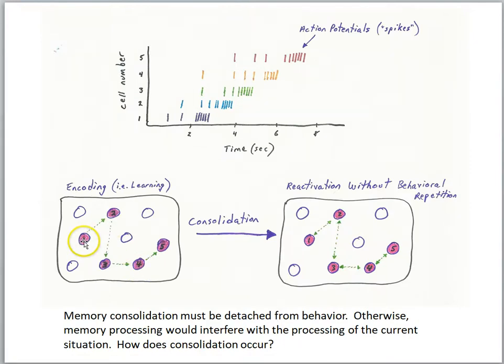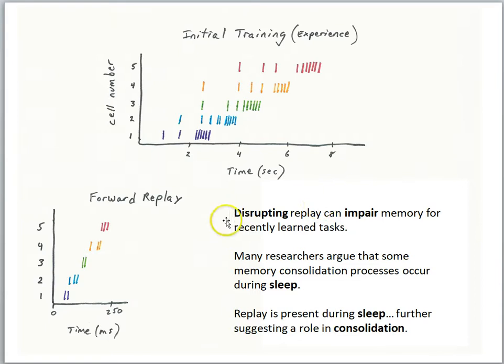So back to this diagram, if the initial encoding of the experience involved this sequential activity of 1, 2, 3, 4, and 5, the replay is reactivating those cells in a compressed time frame, and that may be helping to strengthen the connections between the neurons involved in making a memory. Now, one way to test whether replay is involved in memory consolidation is to disrupt replay. So after an animal goes through an environment and has learned something about that environment, scientists have disrupted this replay, prevented the replay from happening. And disrupting replay can impair memory for recently learned tasks.